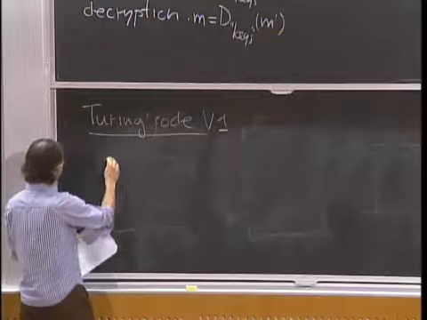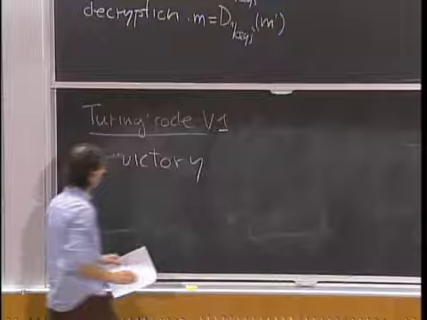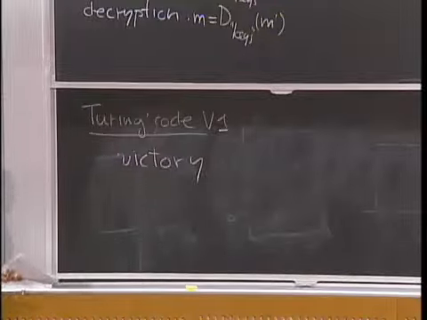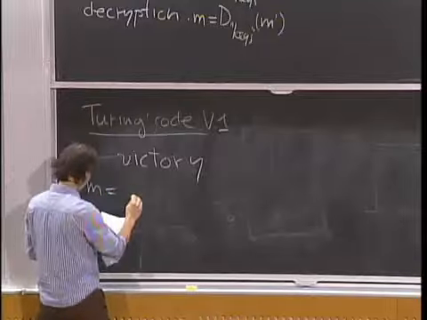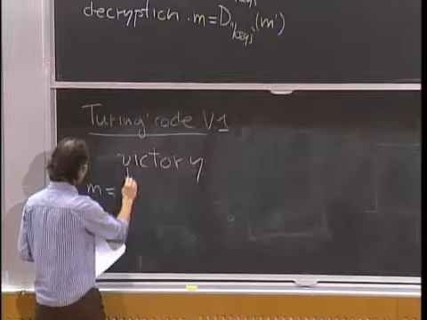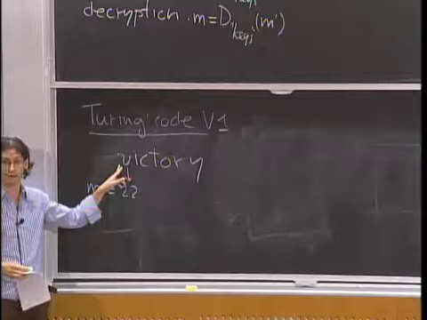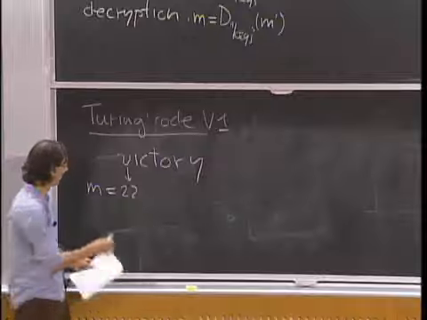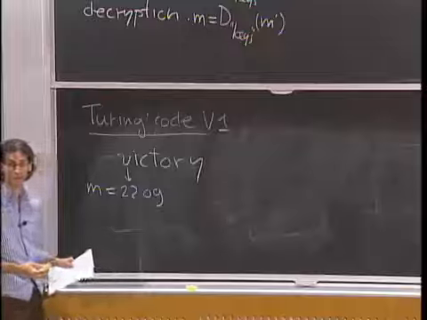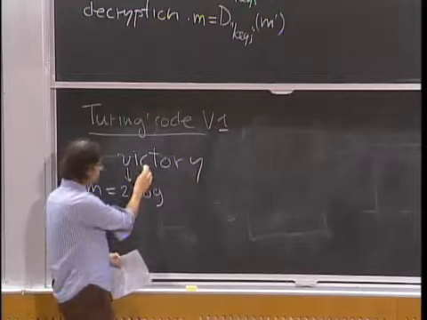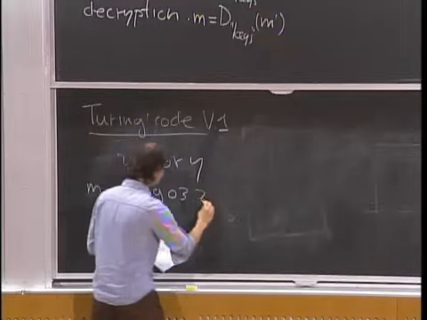So for example, let's take the word victory. We can map this into an integer. For example, we could say, well, m is 22, where I map V to 22, because I know that V is the 22nd letter in the alphabet. I is the 9th letter in the alphabet, so I append 09. C is the 3rd letter in the alphabet, so I append 03. I continue like this.